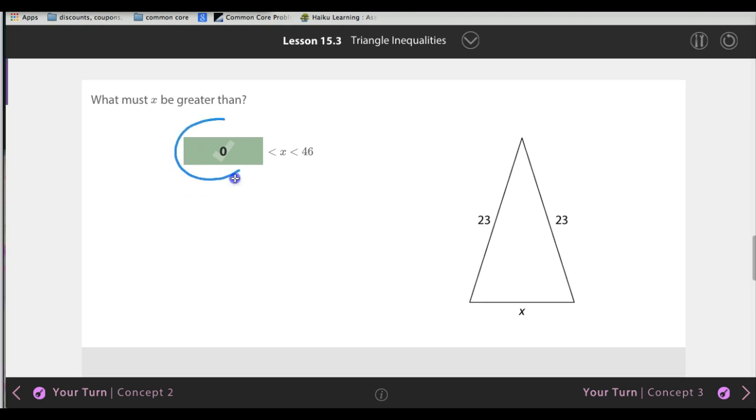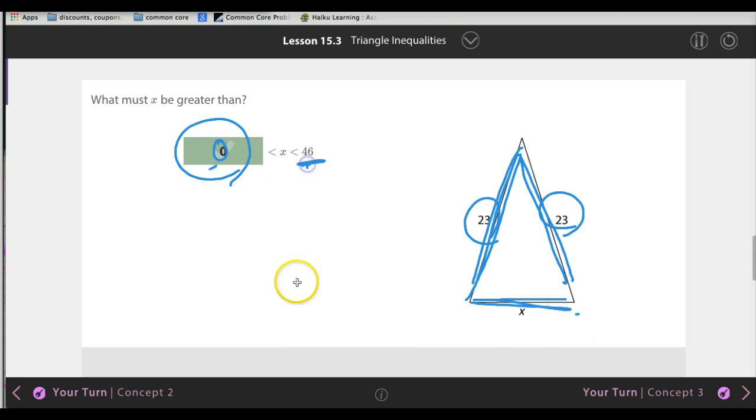As you can see, I already put my answer in there. When you add these two together, 23 plus 23 is 46. And so x has to be in between. And then when you subtract, 23 minus 23 is 0. So the x value has to be anywhere in between 0 and 46. There's no equal sign because you cannot have a length of 0. Then it's just going to be a straight line, right? So it's greater than, meaning the shortest length possible is going to be 0.00, I don't know, you can add a million zeros and then 1.